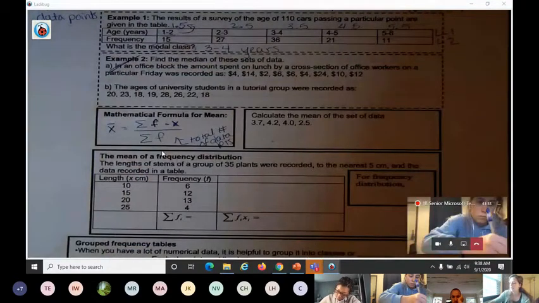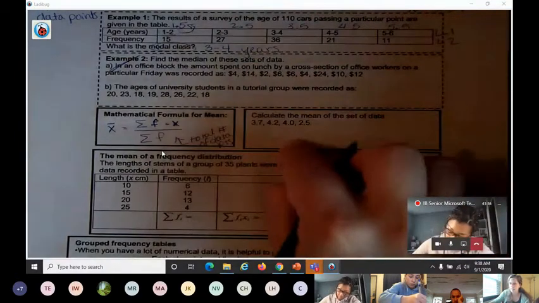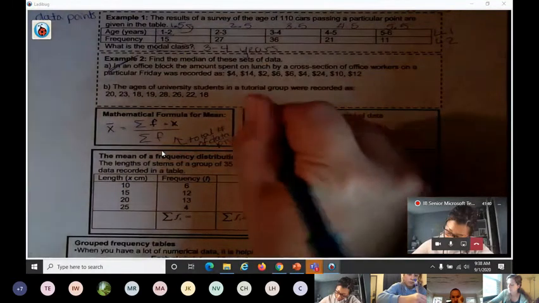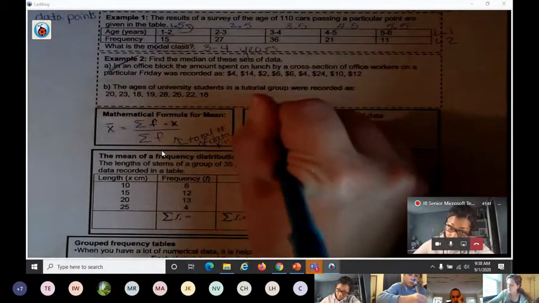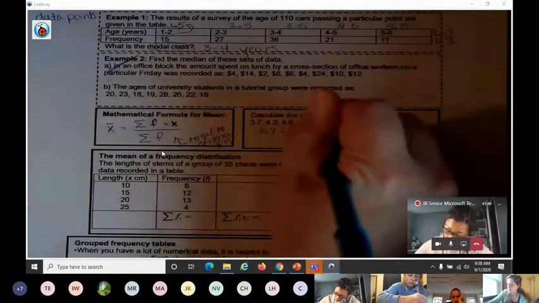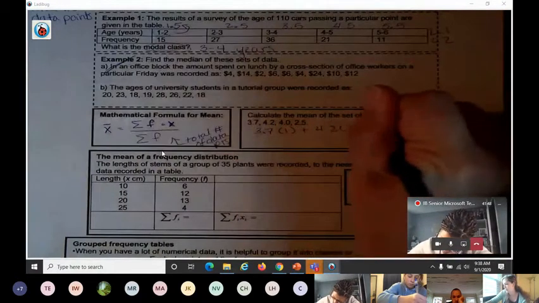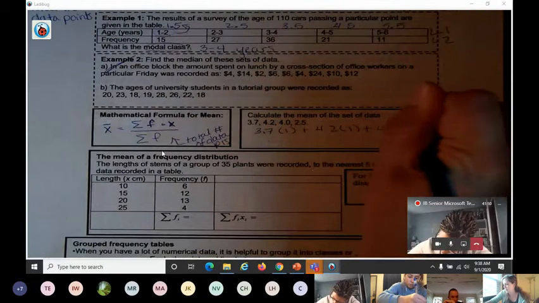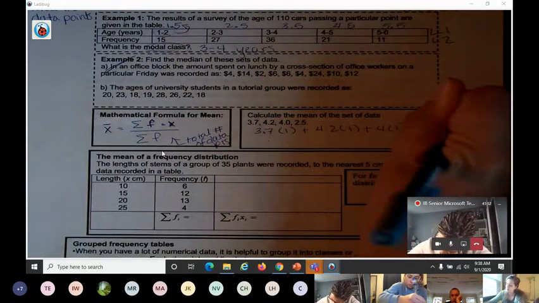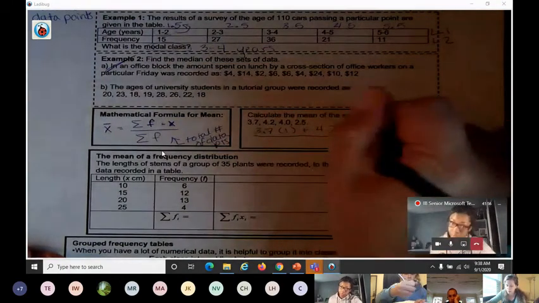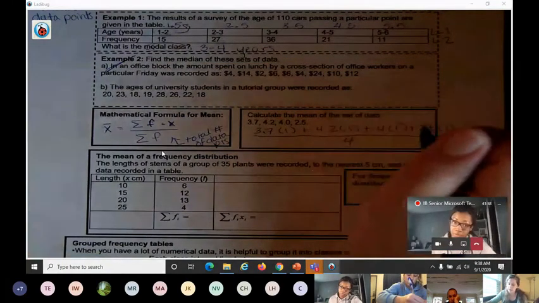Here it asks us to calculate the mean of a set of data. You guys should all know how to do this. 3.7 is listed once. We multiply by 1. 4.2 is listed once. 4 is listed once. 2.5 is listed once. And then we would divide by the total number of values in there, which would be 4. And you'd get a value.